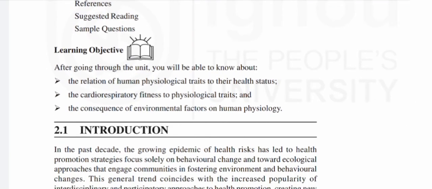Learning objectives are: after going through this unit, you will be able to know about the relation of human physiological traits to their health status, the cardiorespiratory fitness to physiological traits, and the consequences of environmental factors on human physiology.